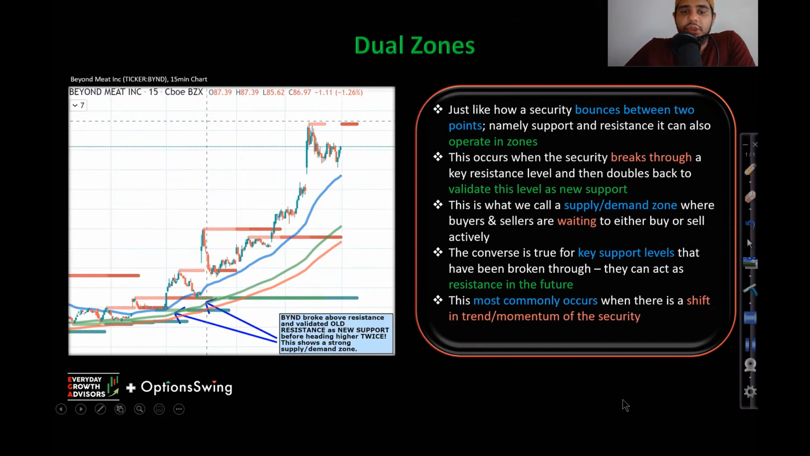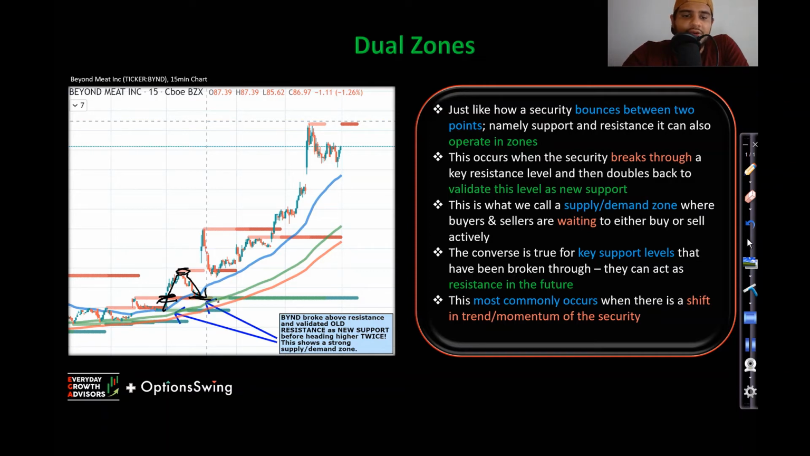So the next one is what I would like to call dual zones. Now, dual zones is not a term coined as a finance term. This is something that I came up with, and I think they are dual zones because of the name. I'll explain why. Just like how a security bounces between two points of support and resistance, there is a point where the security will break through a key level of resistance. For example, here, it broke through the resistance, and then, after testing a new resistance, it comes down to validate this old resistance as new support.